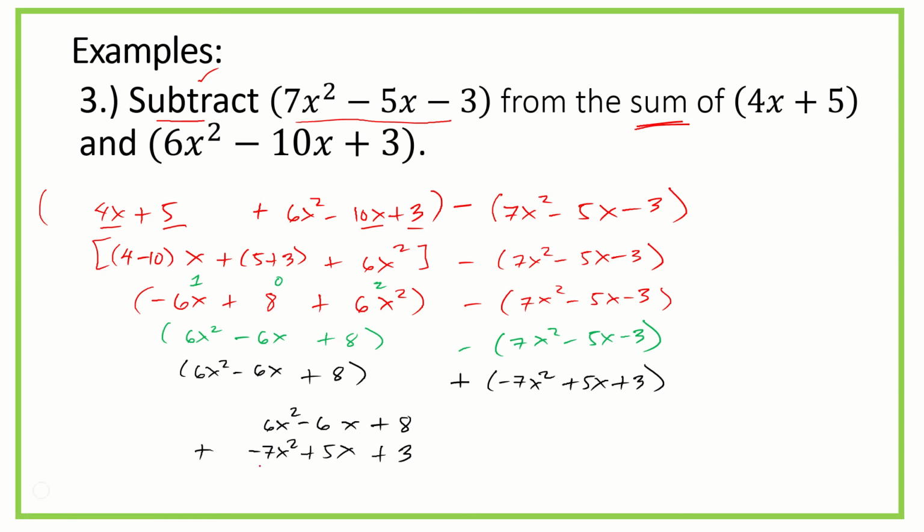So for our final answer, that would just be 6 plus negative 7, different signs, so subtract. That would be 1, but no need to write 1. The answer would be negative because 7 is greater than 6, so we follow the sign of 7, which is negative. So negative x squared. Negative 6 plus 5, they have different signs again, so subtract. 6 minus 5 is just 1, but no need to write 1. But negative 6x is greater than 5 in terms of absolute value, so we copy the sign negative. So negative x. 8 plus 3 is 11, so positive 11. Therefore, this is our final answer.